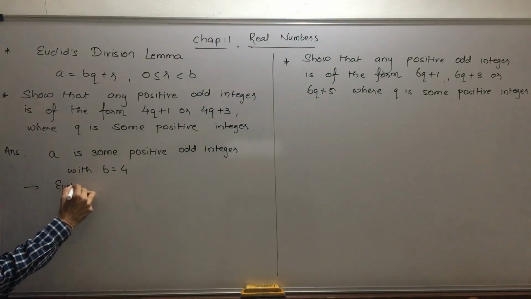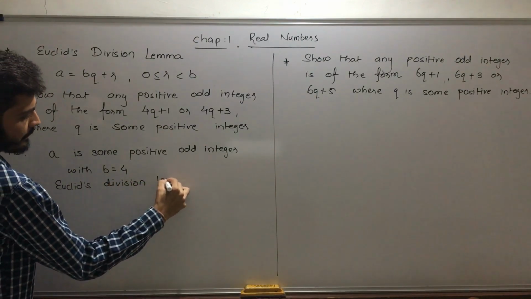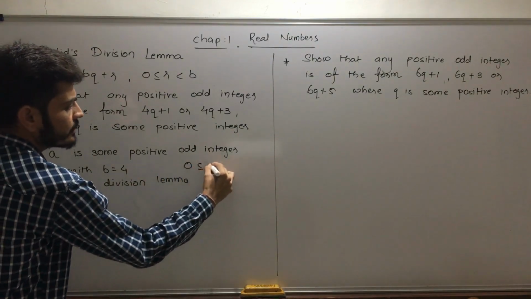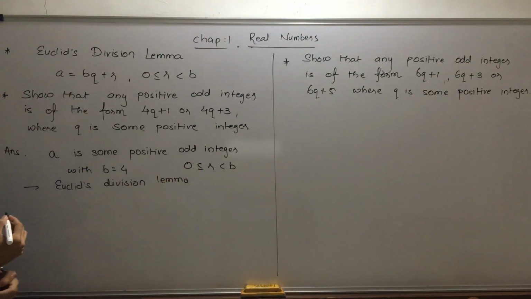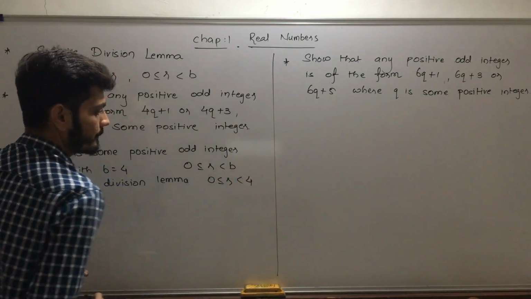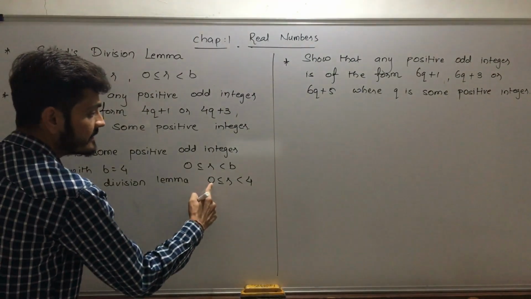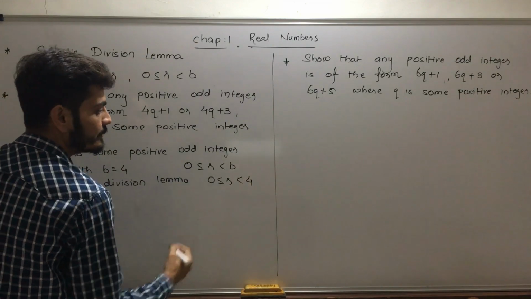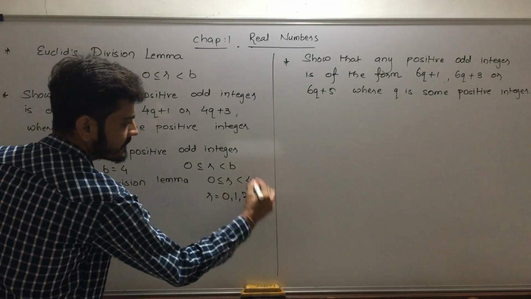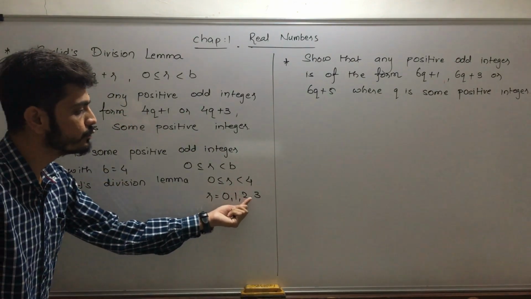Applying Euclid's division lemma, we know that the remainder is 0 less than or equal to r less than B. So the remainder is 0 less than or equal to r less than 4. According to B equals 4, we will have different values of remainder. So r can be 0, 1, 2 or 3, because it is less than 4.